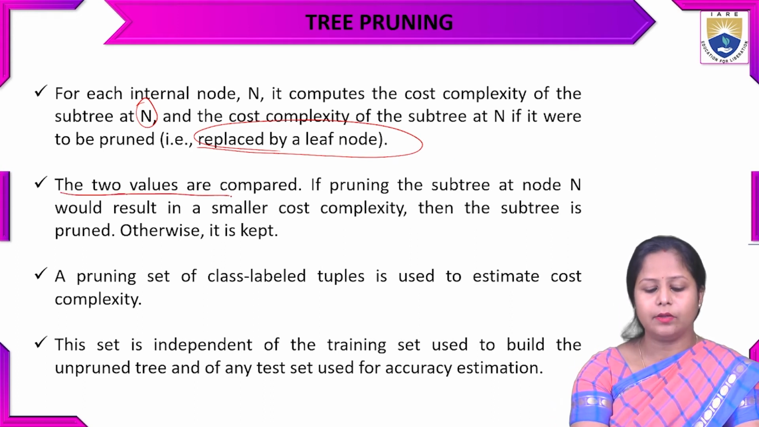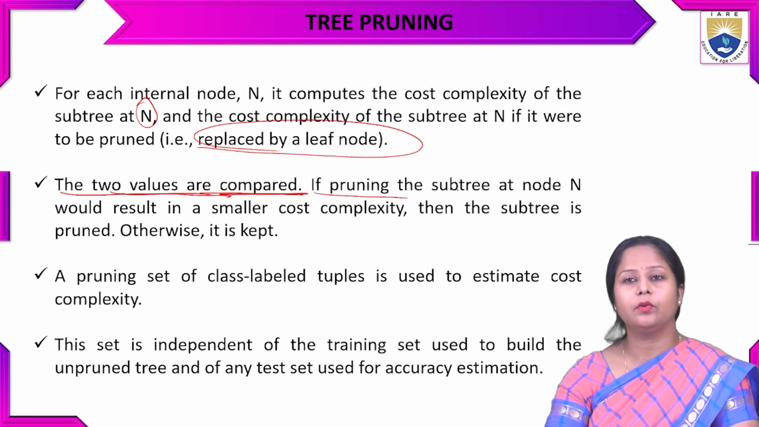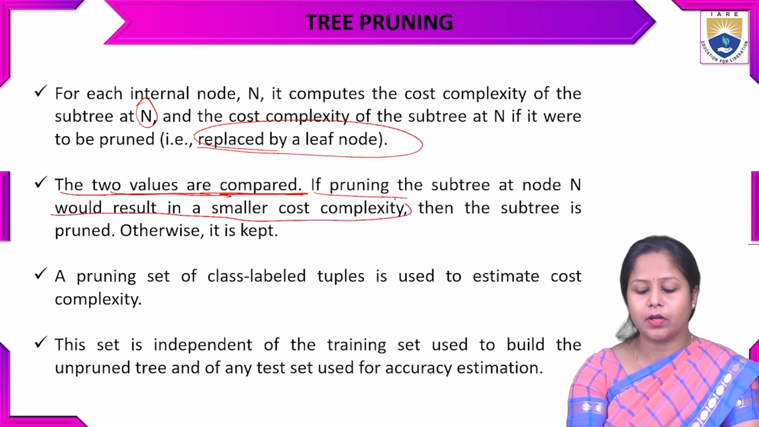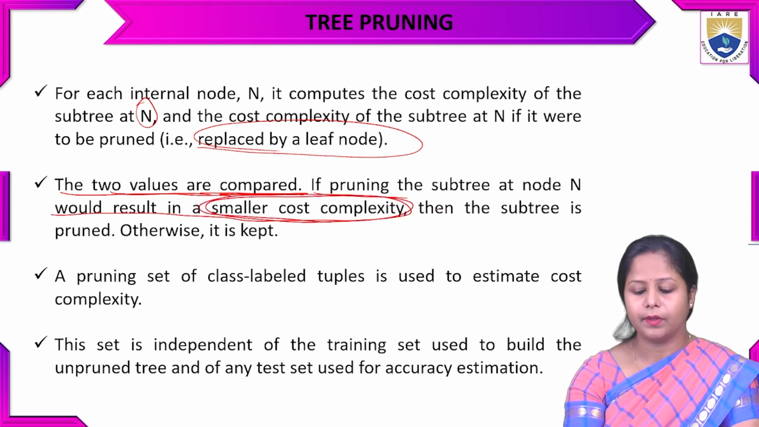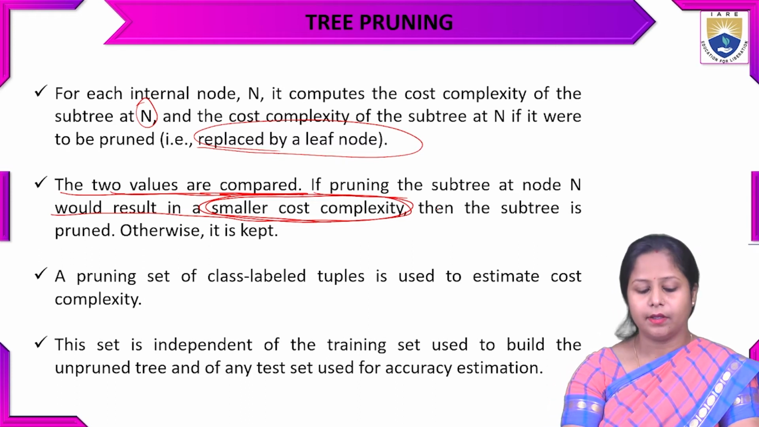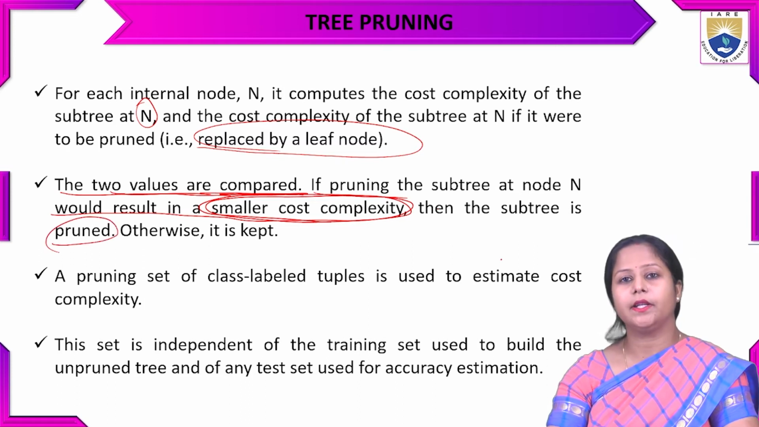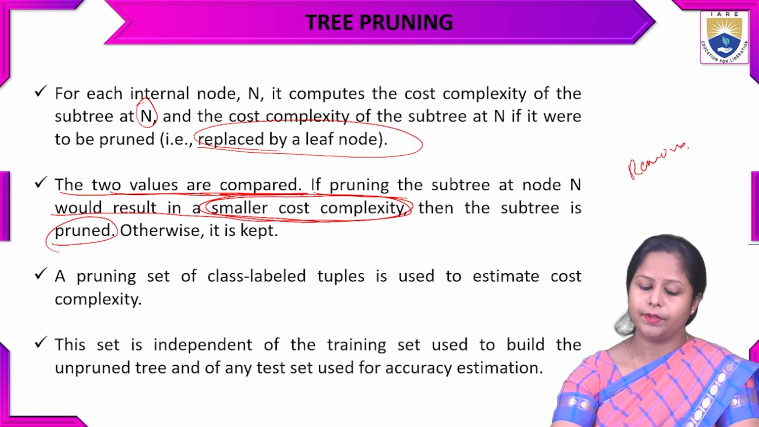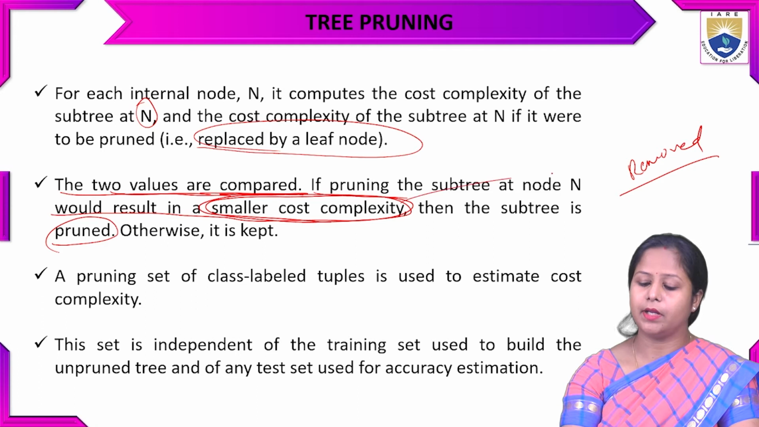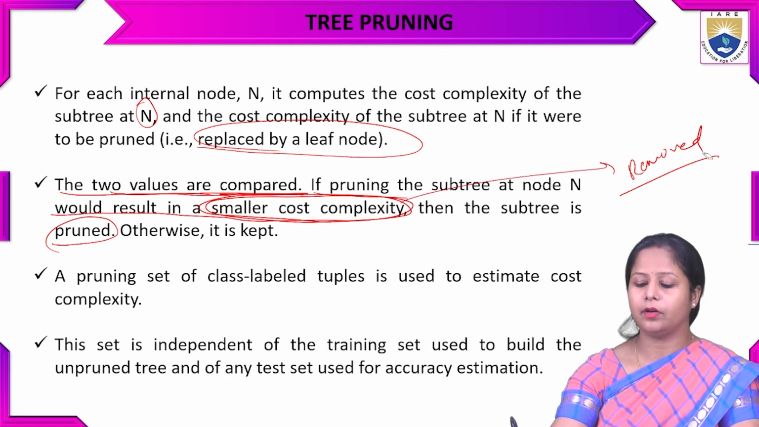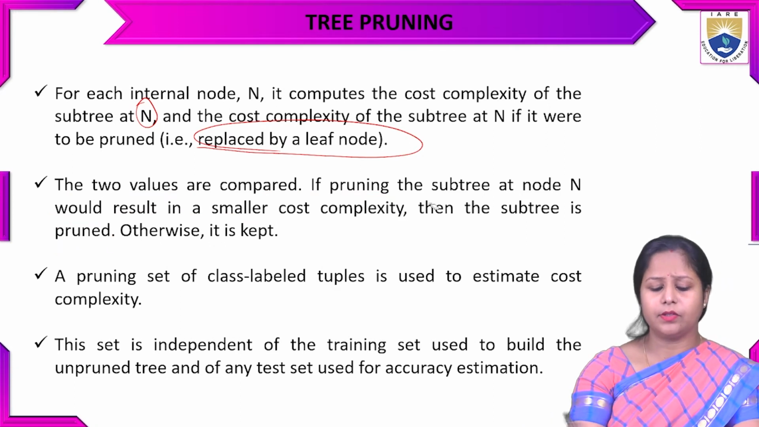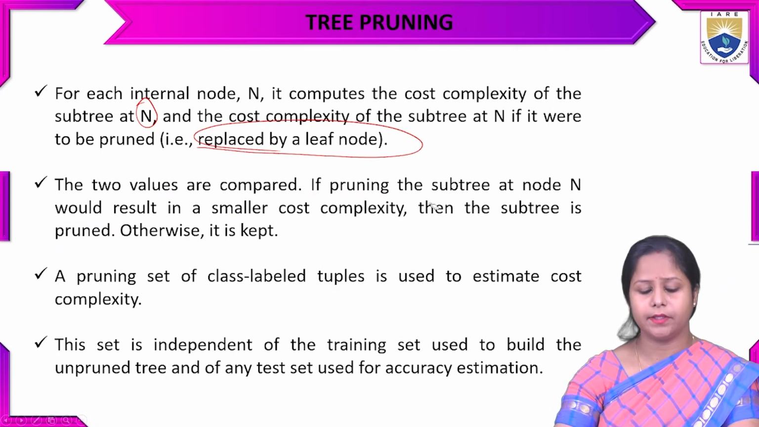So the two values are compared. If pruning the subtree at node n would result in a smaller cost complexity, then the subtree is pruned. Otherwise, it will be kept. It will be removed if it has the smaller cost complexity, and it will not be removed if the node does not have the smaller cost complexity.